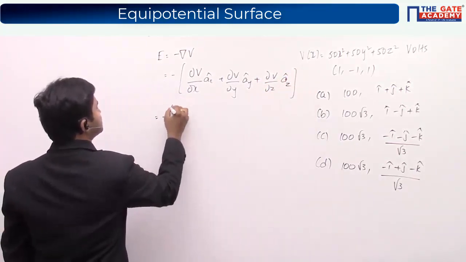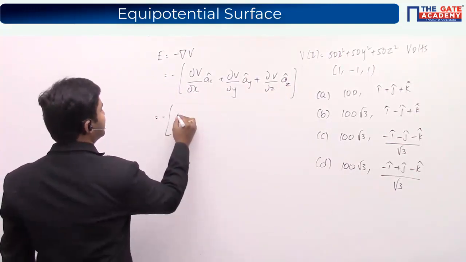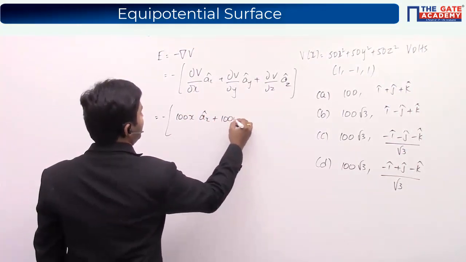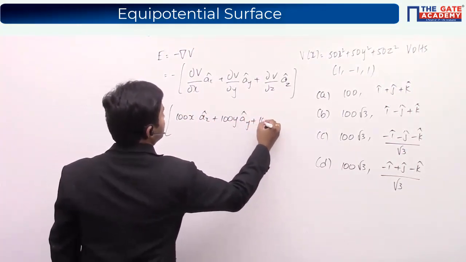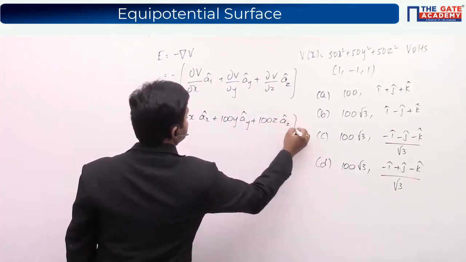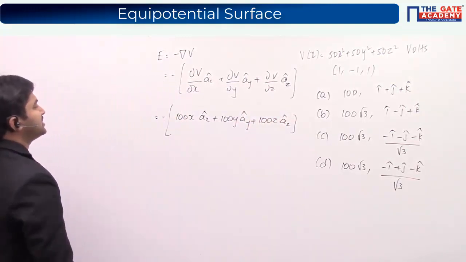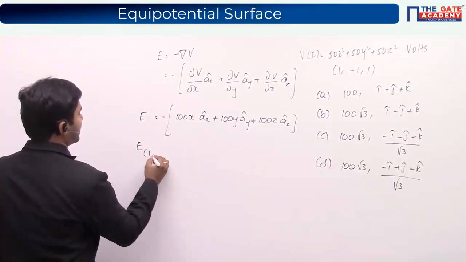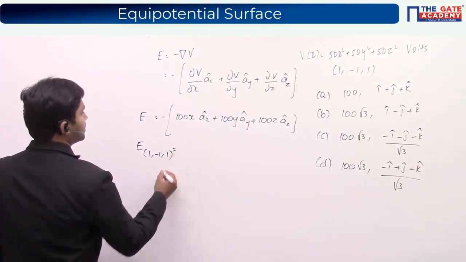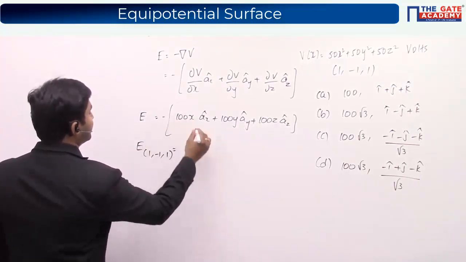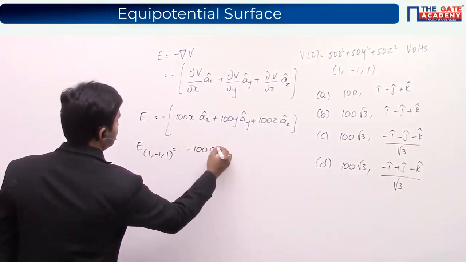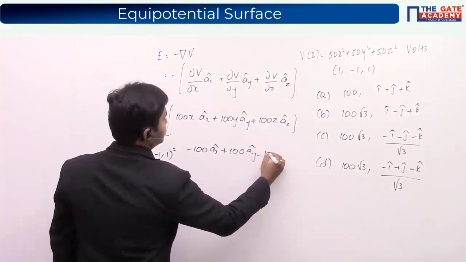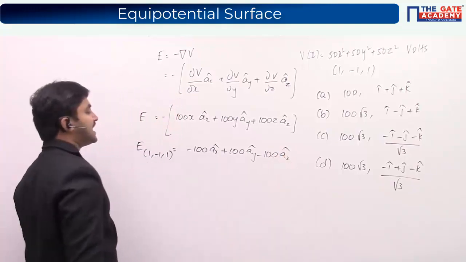So minus dou v by dou x is nothing but 100x in the x direction plus 100y in the y direction plus 100z in the z direction. This is nothing but the electric field. The electric field at the point 1, minus 1, 1 will be what? If you take the minus inside, it is minus 100 ax plus 100 ay minus 100 az. This is the electric field.